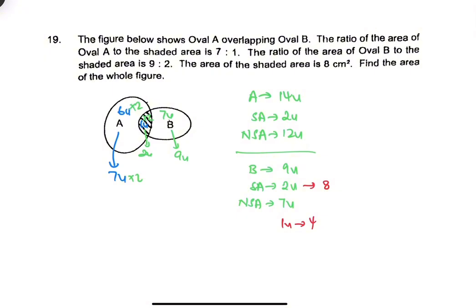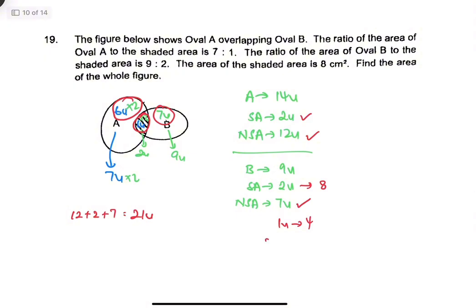Let's see what they want. Find the area of the whole figure. What are the important numbers? This portion, 12, is for A, the shaded region, and just the 7. If I mark this one and this one, the total will be 12 plus 2 plus 7. That will give me 21 units. I need to find 21 units. 1 unit is 4, so 21 units will be 84 cm squared. So the ratio, read properly, see what they want to tell you.